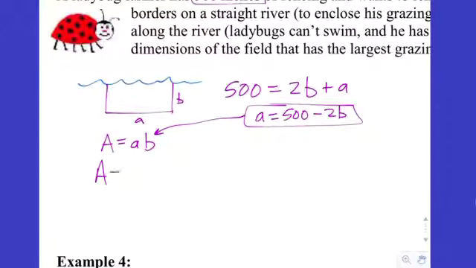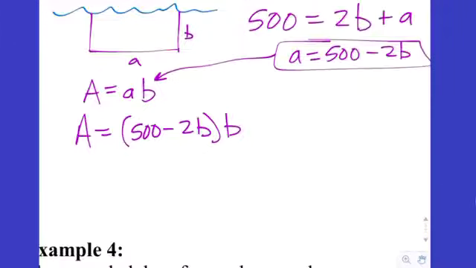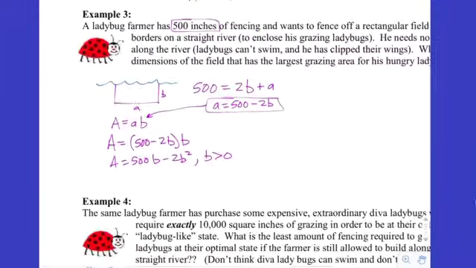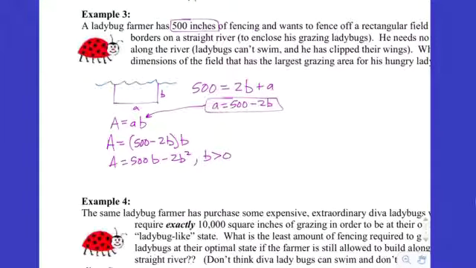So the area of that rectangular pen is going to be 500 minus 2B times B, and you have your area now as a function of B. If you distribute, you get 500B minus 2B squared. And the value for B then, the relevant domain: B is a length, so once again it can't be 0. It has to be greater than 0.